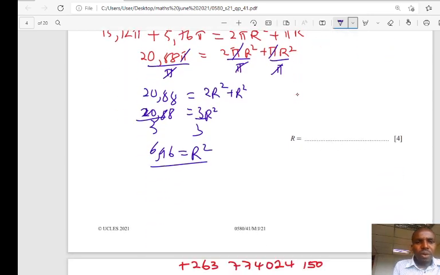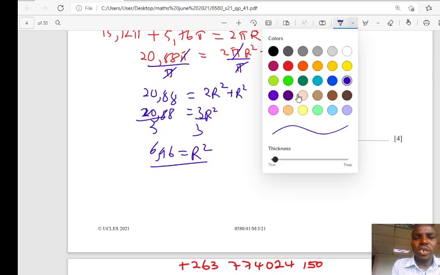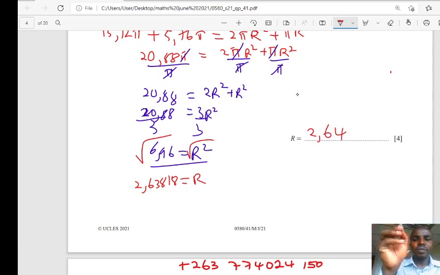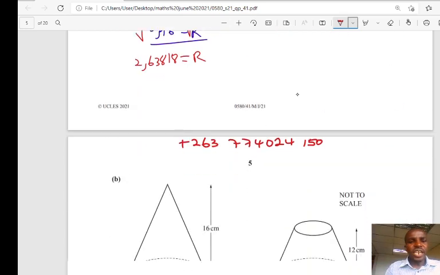Then to remove the square, you have to put square root both sides. Put square root here, you'll be left with r on this side. Then square root of 6.96, you get 2.63818. Then to three significant figures is 2.64. Then you can say you are done.